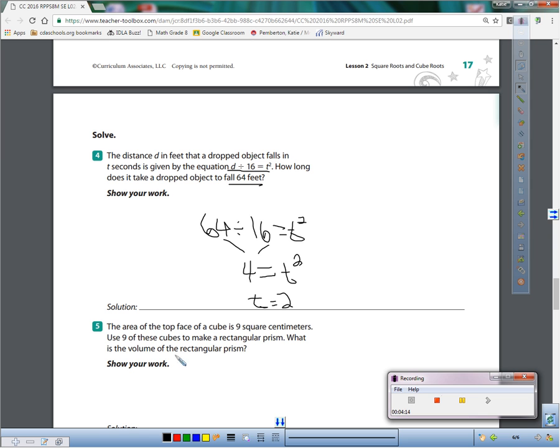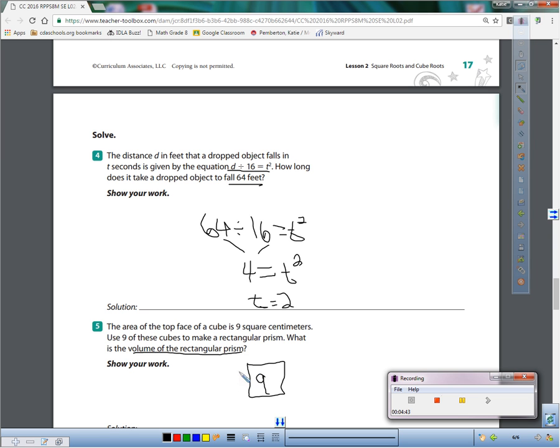Last question. The area of the top face of a cube is 9 square centimeters. Use 9 of these cubes to make a rectangular prism. What's the volume of the rectangular prism? So lots of area to volume work here. If you picture the top face, a square on the top with an area of 9. Picture that. And now we need 9 of these cubes to find the volume of a rectangular prism. So if you look at it, we want to find the edge here.